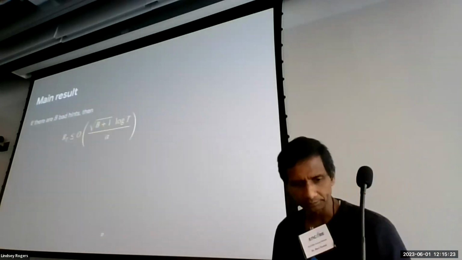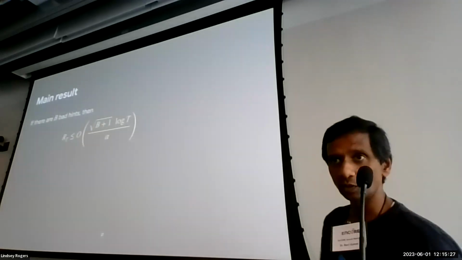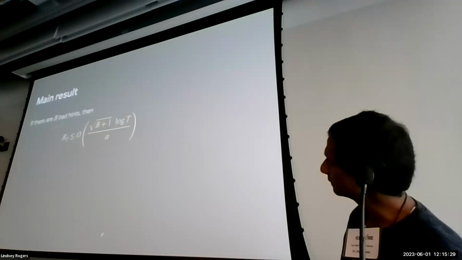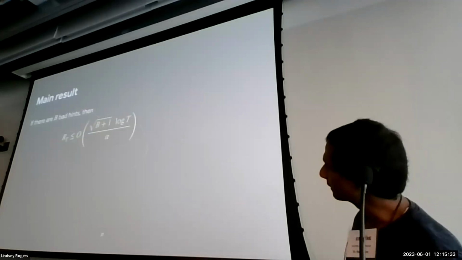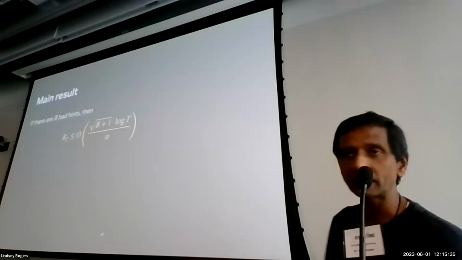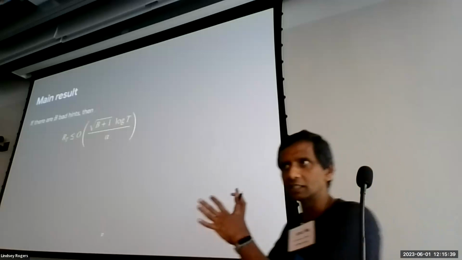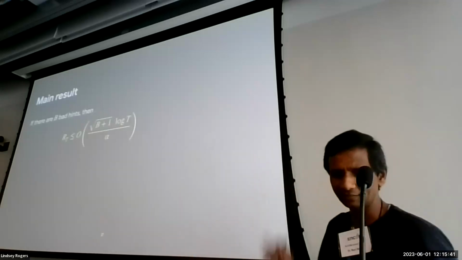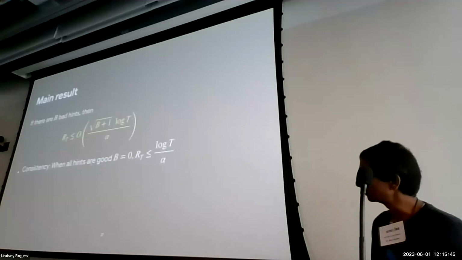Here is the main result and the bound. There is an algorithm for online linear optimization such that if there are B bad hints, then it obtains a regret of roughly B times log T over alpha. I'm oversimplifying many of the terms, with O tilde and so on, but this is the spirit of the result. So let's look at this result.